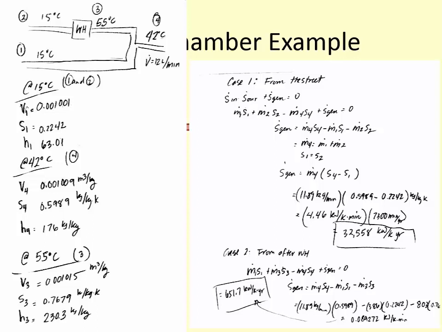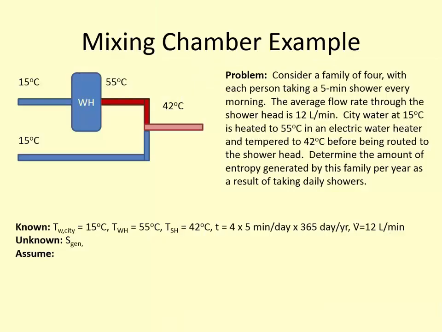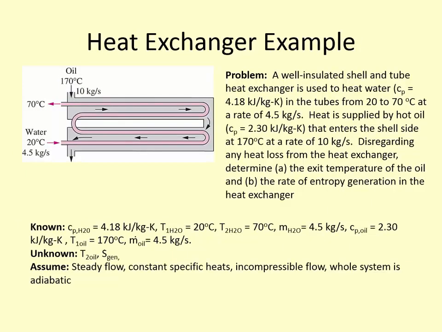Okay, so that's a mixing chamber example where the fluid streams themselves mix together. There's some entropy generation associated with mixing those fluids together. We're now going to look at the case where we have a distinct heat exchanger. I'll leave this here for a minute and not erase it yet because I can tell you're furiously scribbling. So if we look at a heat exchanger example now, where the fluid streams themselves don't mix, but they transfer heat from one to another.